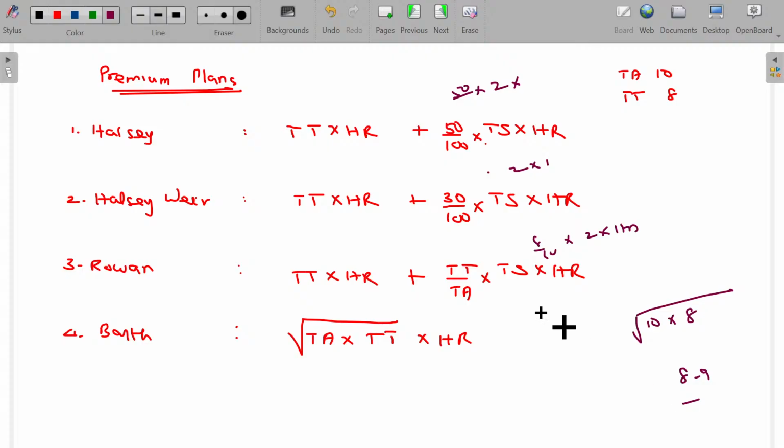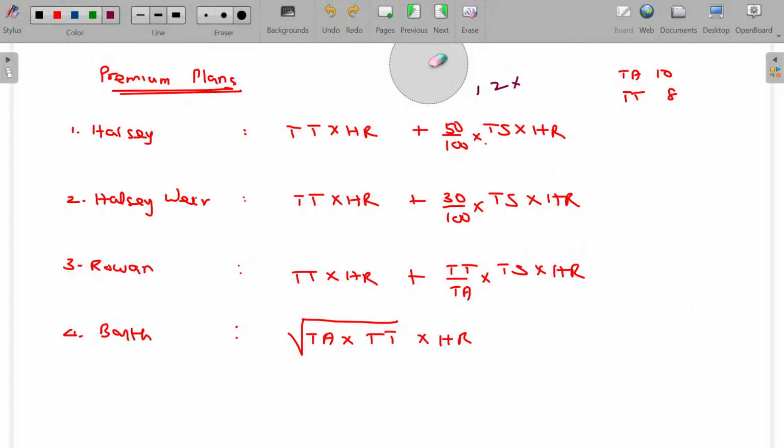0.9 will be the premium. So these are the methods recommended. Clear? Premium plans.